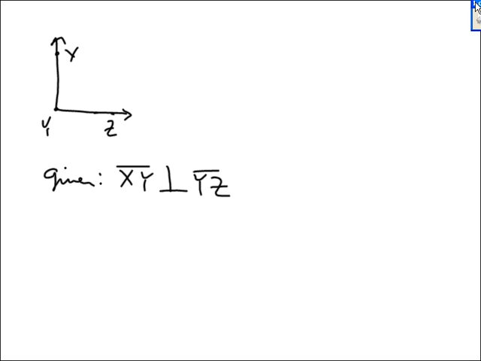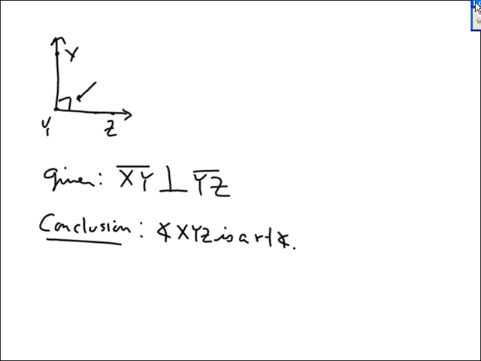Suppose you are given this picture, X, Y, and Z. And they tell you that you're given that XY is perpendicular to YZ. What can you conclude? What would be a valid conclusion? And the conclusion would, I hope, naturally be that it's a right angle. This is a right angle here. Angle XYZ is a right angle, or it equals 90 degrees. Right angle and 90 degrees, they're not different. They're exactly the same statement.